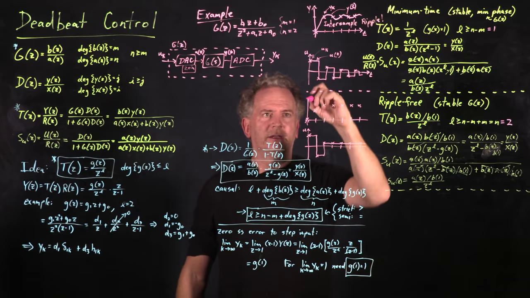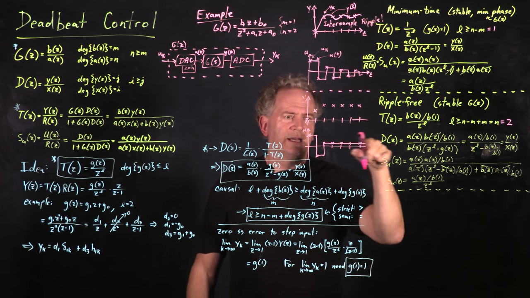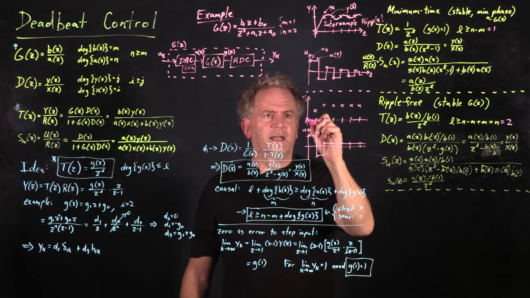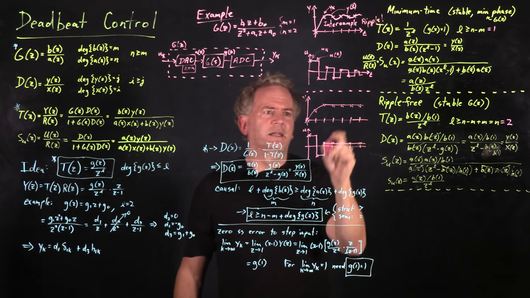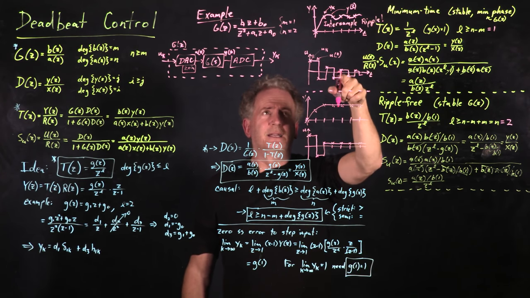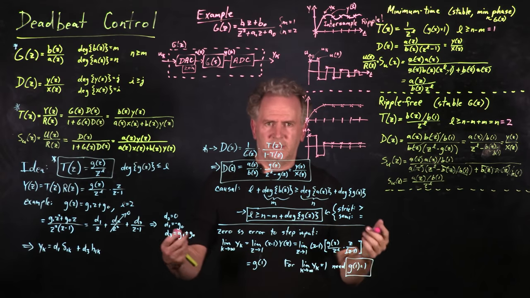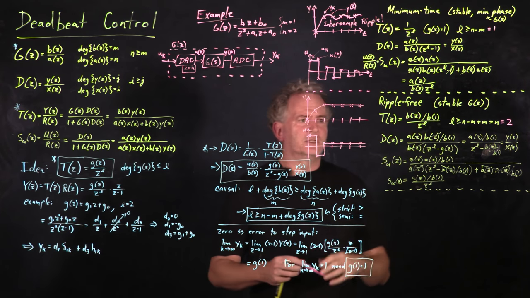And we see that the corresponding Y now is not being excited by an oscillation in U, and so that allows us to then stick the landing. There is no excitation with an oscillating U in order to cause an intersample ripple. Okay, so that's a ripple-free deadbeat controller.